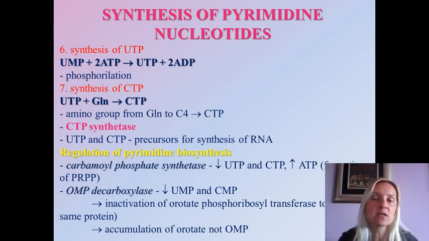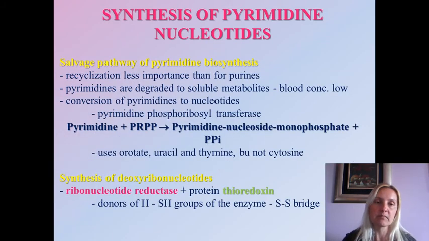So that is the reason why the defect of this enzyme ends up in the accumulation of orotate or orotic acid and not OMP. What is the salvage pathway of pyrimidine biosynthesis? Recyclization of pyrimidines is less important than the recyclization and reutilization of purines, which is of ultimate importance. So why is that so?